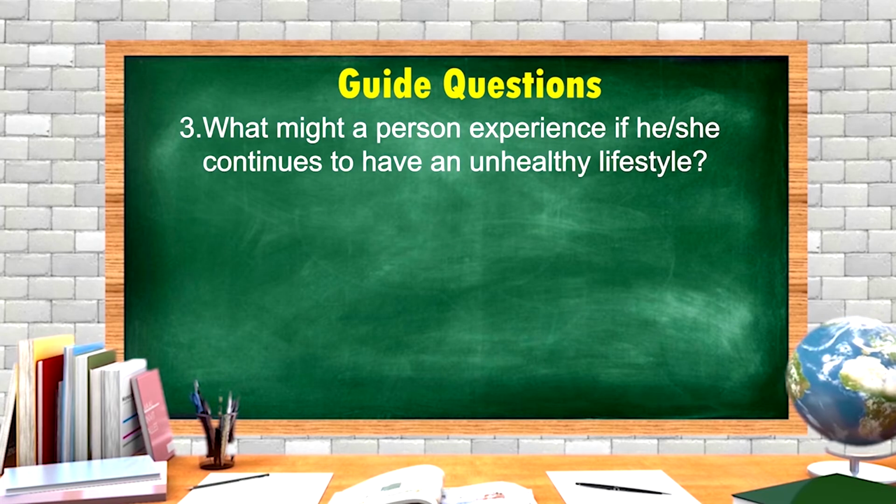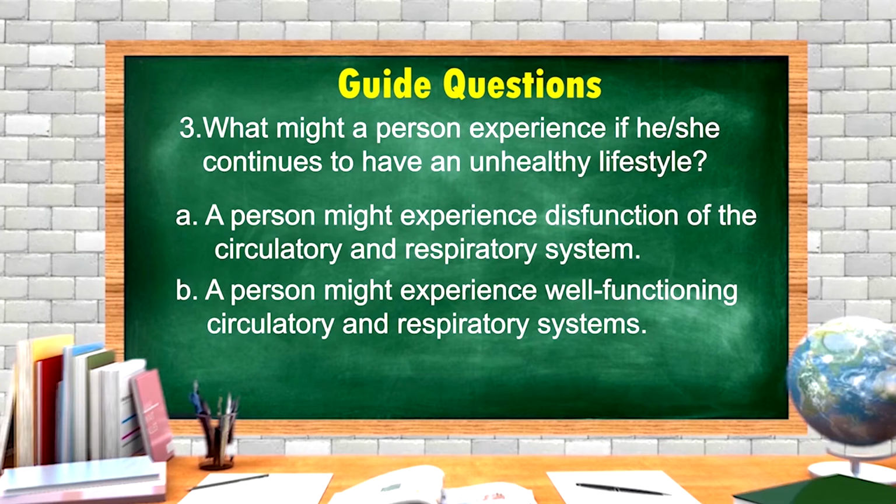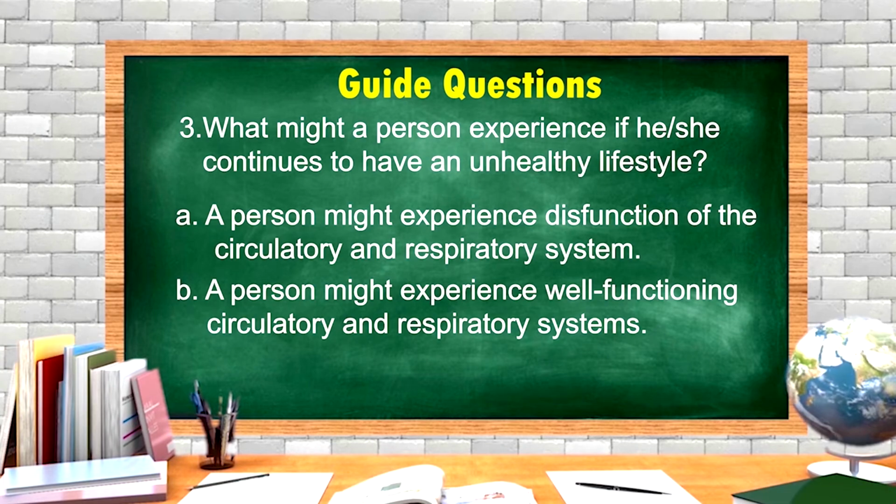Number 3. What might a person experience if he or she continues to have an unhealthy lifestyle? A. A person might experience dysfunction of the circulatory and respiratory system. B. A person might experience well-functioning circulatory and respiratory systems.